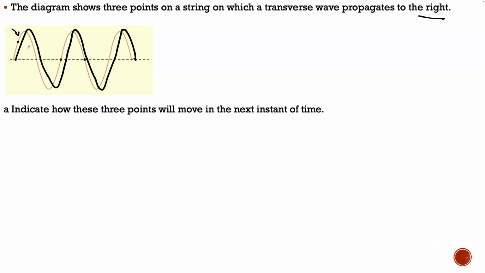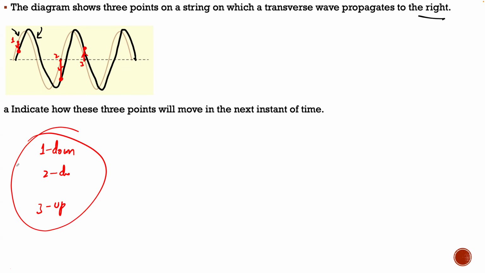Now, no longer this wave exists. This is your wave now, because it has moved to the right. It has displaced to the right. So this point will no longer be there. It will drop down to the new position of the wave. This point will no longer be there either. It will drop down to the new position of the wave. This will also drop down to the new position of the wave. So how has particle 1 moved? Particle 1 moved down. Particle 2 also moved down, whereas particle 3 has moved up. So this is how you say how these 3 points will move in the next instant of time.